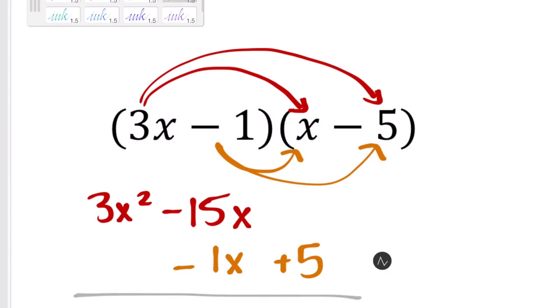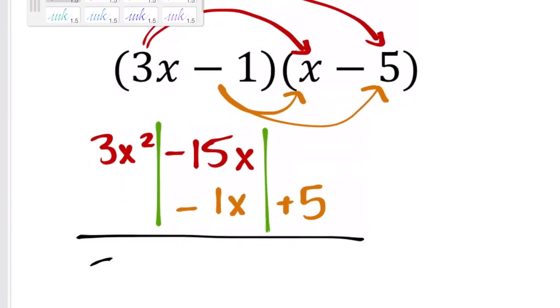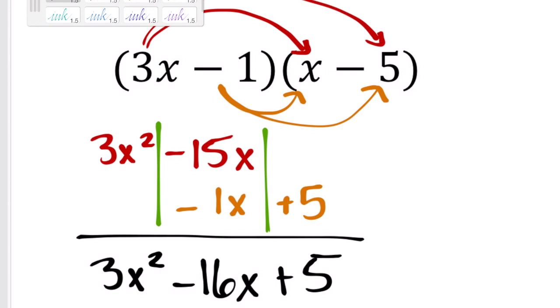Now that they're already grouped, I see that there's nothing with the 3x squared, so it doesn't have any like terms. The -15 minus 1 is going to give me -16x. And then there's nothing with my 5. It doesn't have another constant, so that's as far as I can go.